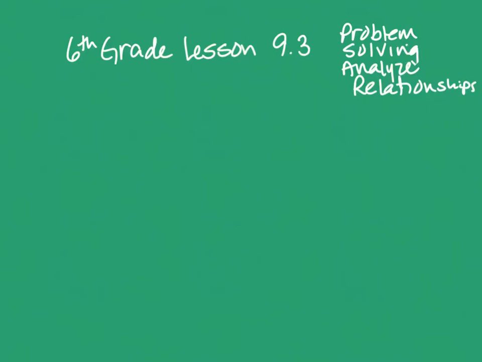Sixth grade lesson 9.3 is problem solving, analyzing relationships. This one probably you don't really need me for. You're just tying everything together that you've just learned and practicing it. You're given a table that has the information. You could utilize what you know about unit rates. There's a lot of avenues for solving these problems.